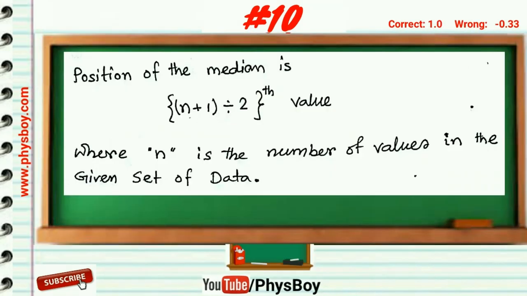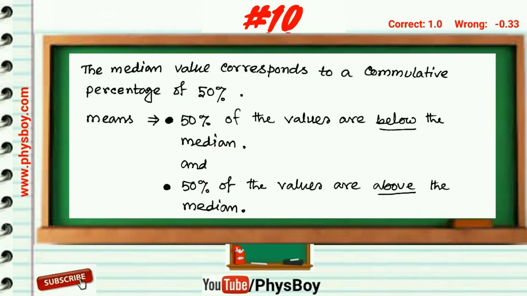You know that the position of the median is the (N plus 1) by 2 value, where N is the number of values in the given set of data. The median value corresponds to a cumulative percentage of 50%, which means 50% of the values are below the median and 50% of the values are above the median.